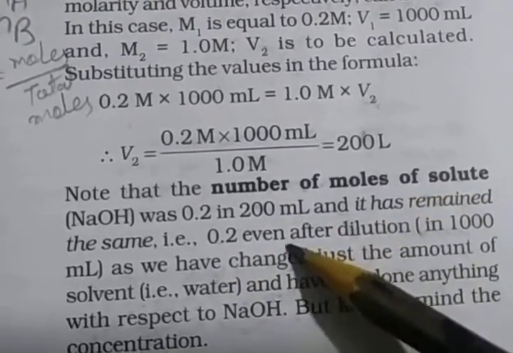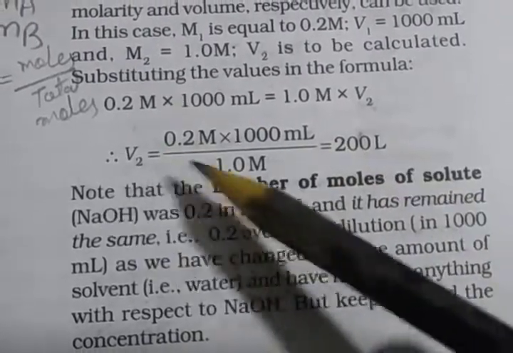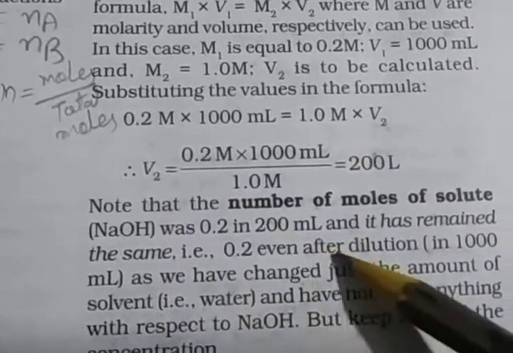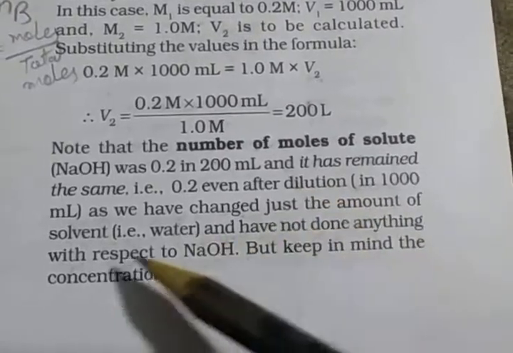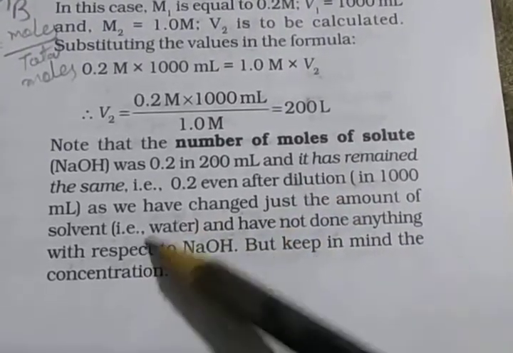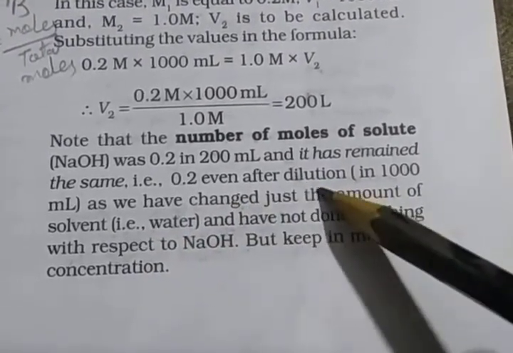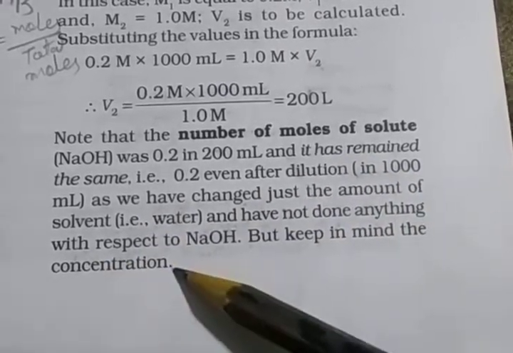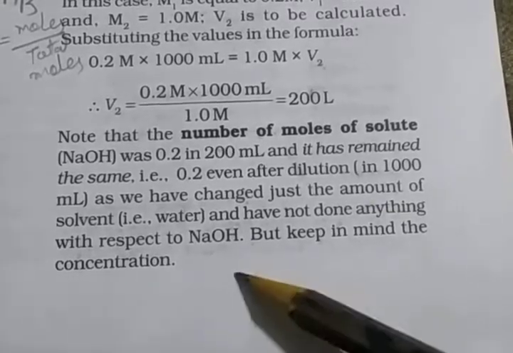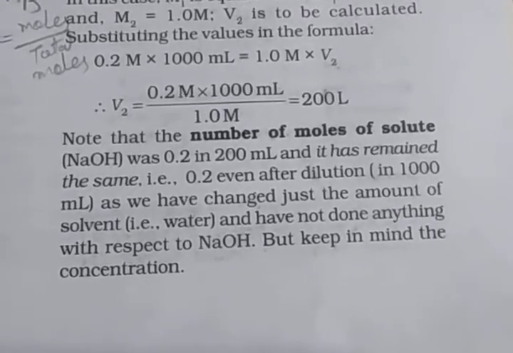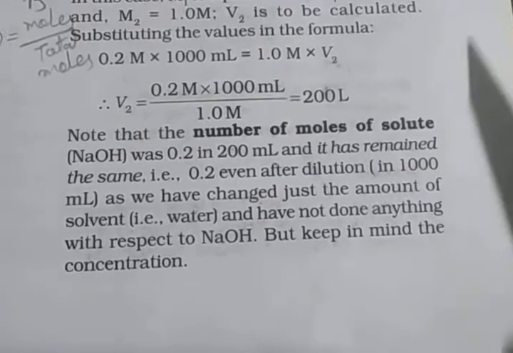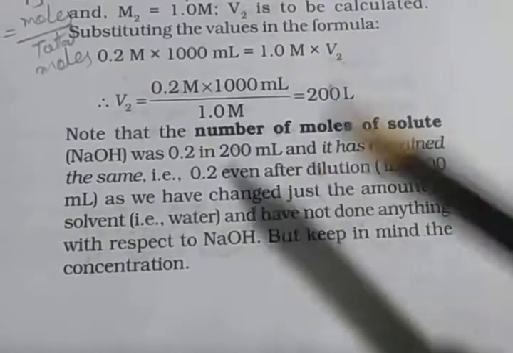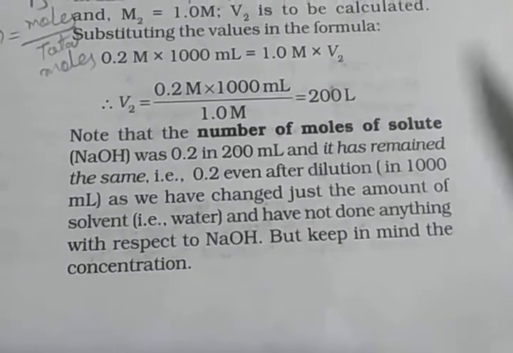Clear? So the number of moles of the solute NaOH was 0.2 in 200 ml. That means it remains the same, 0.2 even after dilution in 1000 ml. We have changed just the amount of the solvent. We have not done anything with respect to NaOH, but keep in mind the concentration. Clear? So only for dilution, otherwise it is a similar way.